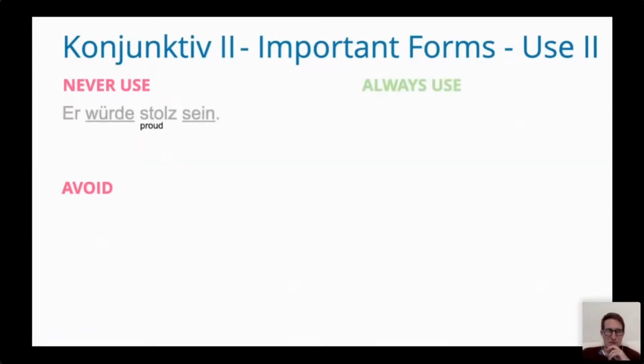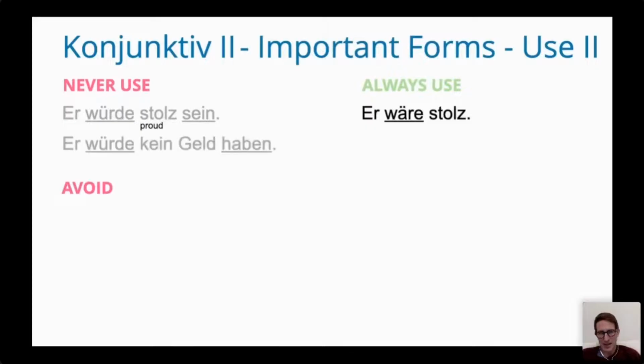Two things for those that are already there. Würde stolz sein. You might be tempted to translate that as he would be proud. I haven't put a translation there. So he would be proud. In English, that might make sense. He would be proud of you. But in German, you cannot use würde and sein. Well, you can, but it's not really used. So you rather use the strong form of to be, which is wäre, which you've seen before.